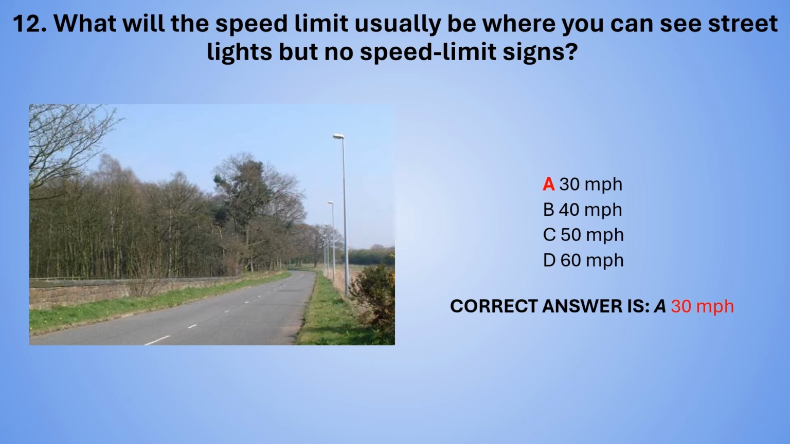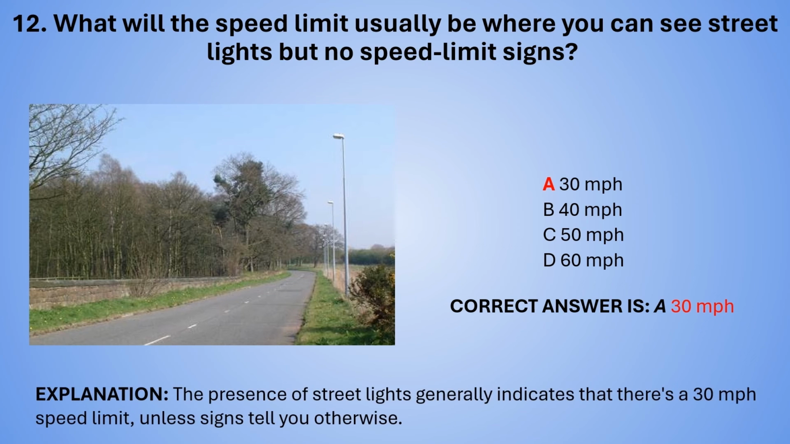The presence of street lights generally indicates that there is a 30 miles per hour speed limit unless there are signs which tell you otherwise.